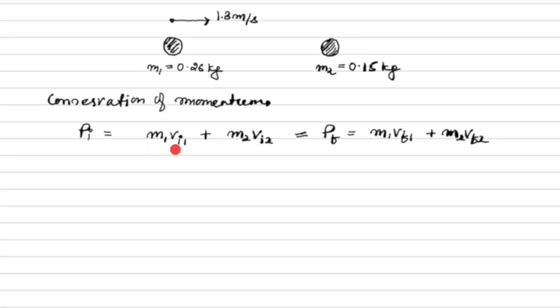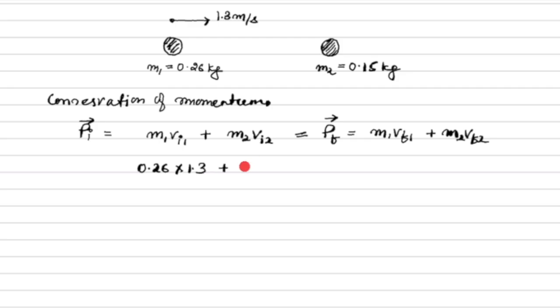So my initial momentum will be: M1 is 0.26. VI1, do I know the initial velocity? Yes, 1.3. Remember, whenever we are talking about momentum, we always have to take care of the signs. Velocity will make the momentum positive or negative, so we have to choose a direction. I'm taking the right side as positive, so I will consider VI1 as a positive value and just keep 1.3.